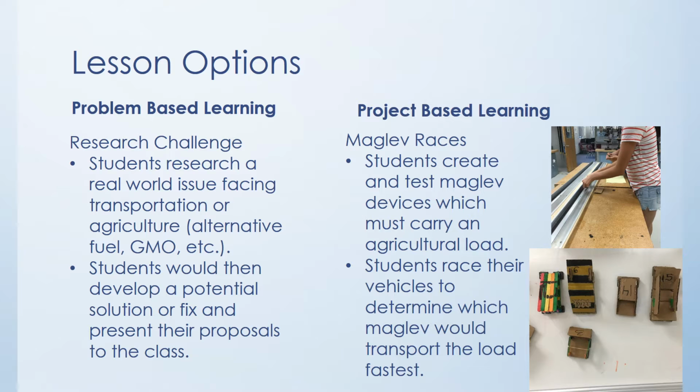But the students create these maglevs using just basic magnets that we glue onto the bottom of these vehicles that they make out of recycled materials. And their vehicles must be able to transport an agricultural load. And so I take some pinto beans and I measure out 2 ounces worth of pinto beans and put them in a little baggie. And their maglev must successfully carry the load from one end of the track to the other without losing it, because we don't want our trains to crash at the end and the beans to go flying. But they also must beat the partner group that they are racing against.